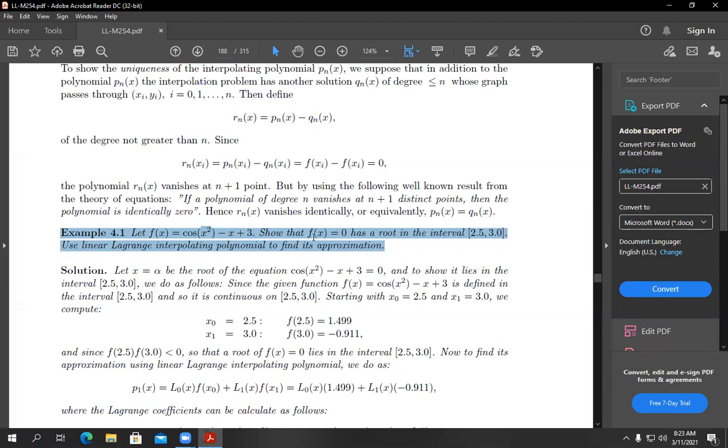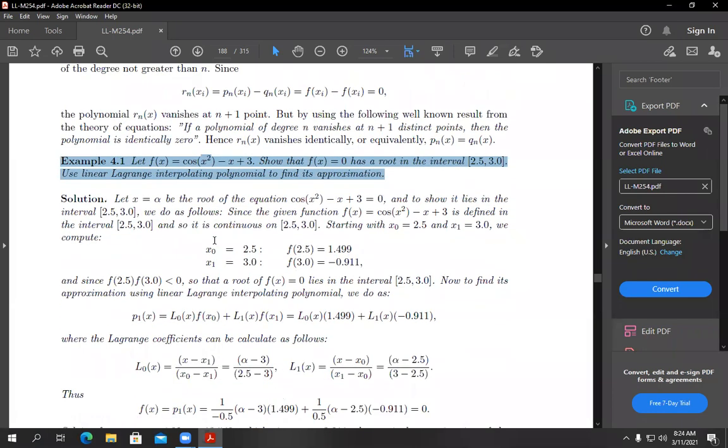Let f of x be equal to cosine x square minus x plus 3. And you say, show that f of x has a root inside the interval. This is the first part. And then he says, use the linear Lagrange interpolating polynomial to find its approximation. Then what we say is, let x equal alpha be a root. It is the same thing we did in chapter number 2.